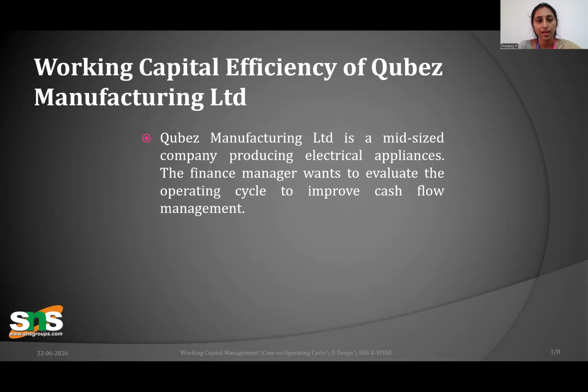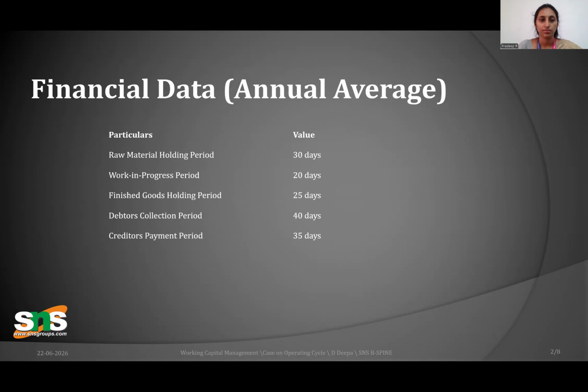Here we have a case study discussion. Cubes Manufacturing Limited is the company, a mid-sized company producing all kinds of electrical appliances. The manager wants to evaluate the operating cycle to improve cash flow management. This is the simple case question: he wants to evaluate the operating cycle so that he can improve his company's cash flow. And we have financial data like this.